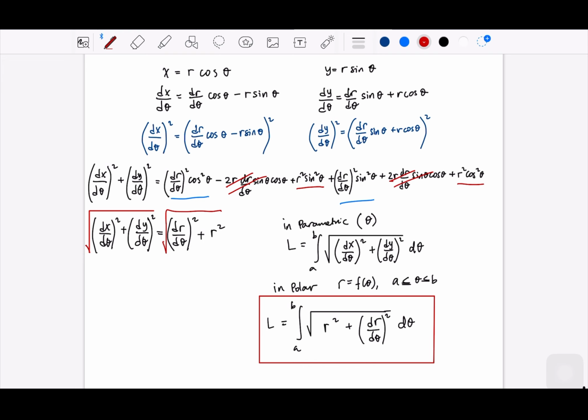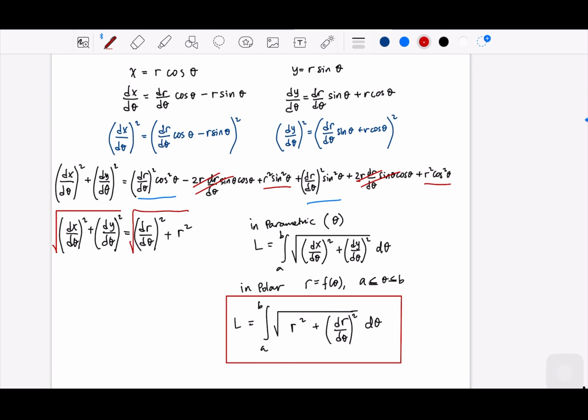And how to solve in one question? Sometimes you can solve directly using this parametric, it's a regular parametric, or you want to change to polar, it's also okay. It depends. Okay, let me give you the last notes section. That is about tangents.